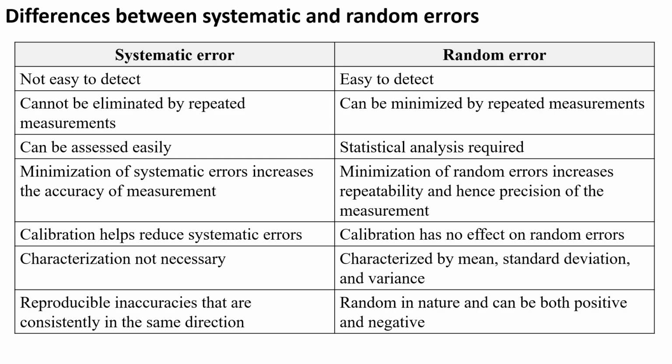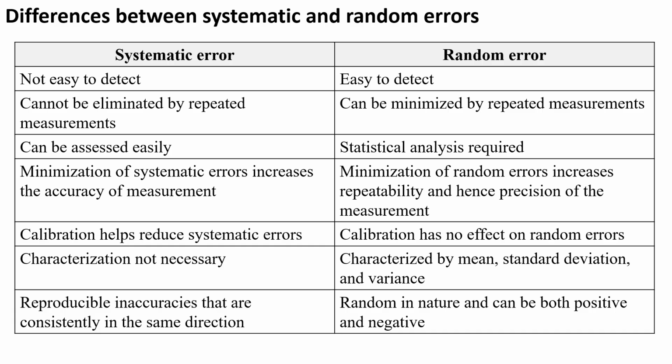Next, we look at the differences between systematic and random errors. Systematic errors are not easy to detect, but random errors are easy to detect. Systematic errors cannot be eliminated by repeated measurements, but random errors can be minimized by repeated measurements. Systematic error can be assessed easily. For random errors, statistical analysis is required.